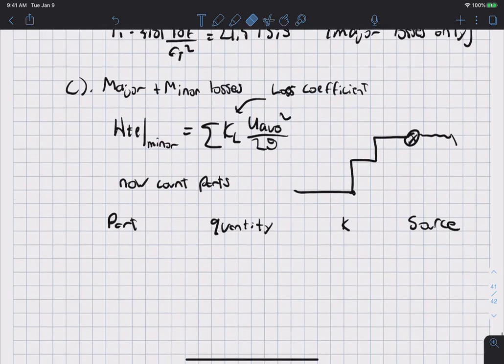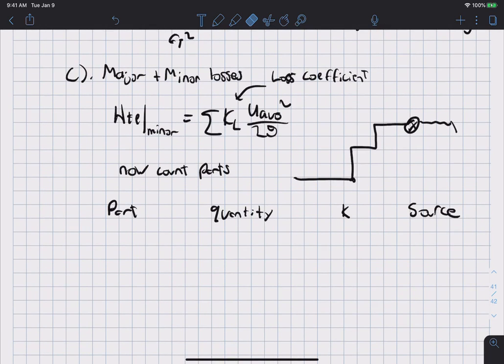In the problem statement, it's stated that the elbows are 90-degree threaded elbows. And we have an elbow here that turns the flow up, an elbow here that turns it over, an elbow here, and an elbow here. So we have 4 of those. If you look at table 8.4, you'll find that the loss coefficient for a 90-degree threaded elbow is 1.5.